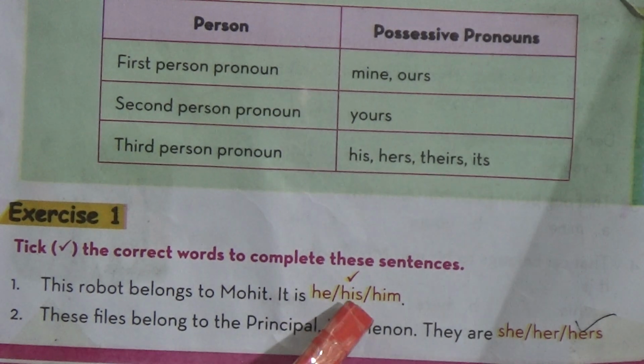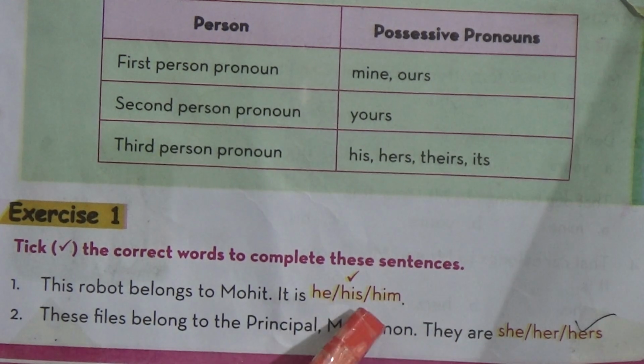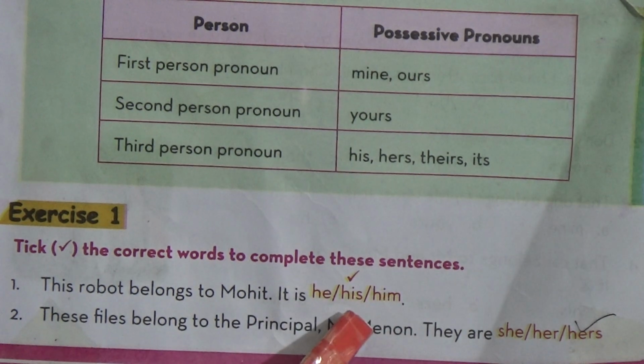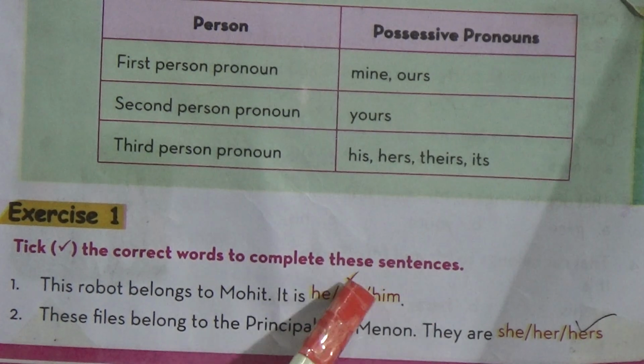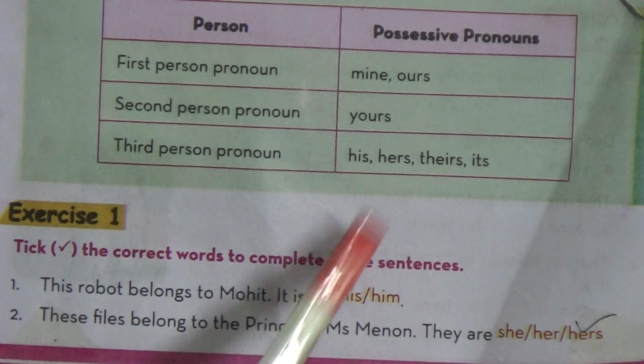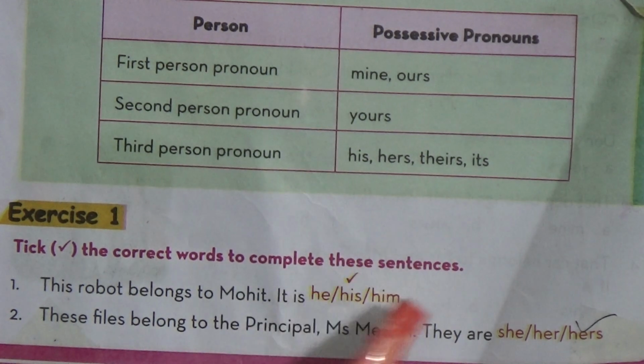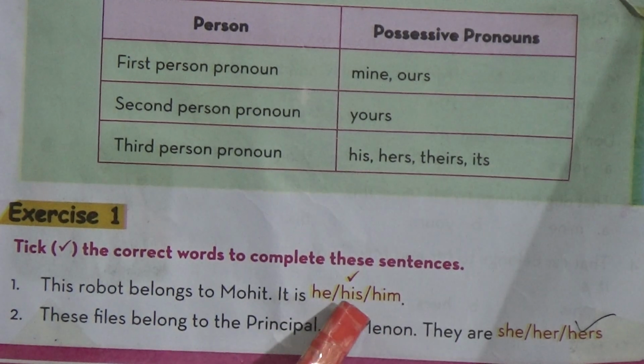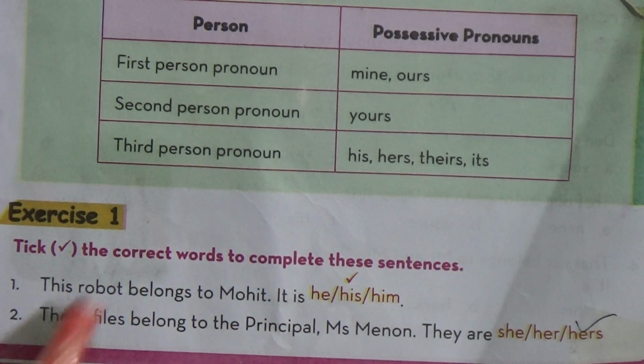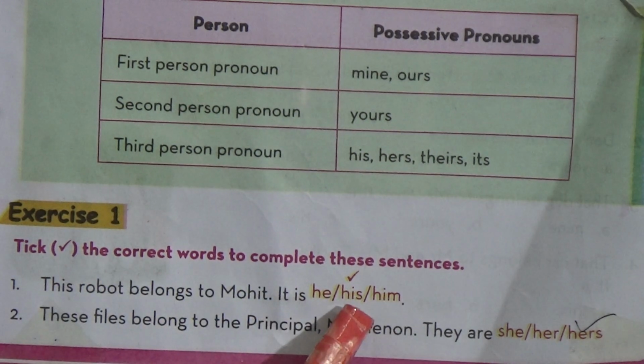Of course, dear students, his. Here the correct answer is his. You have to put a tick on this word. So here the correct answer is his. The robot belongs to his.